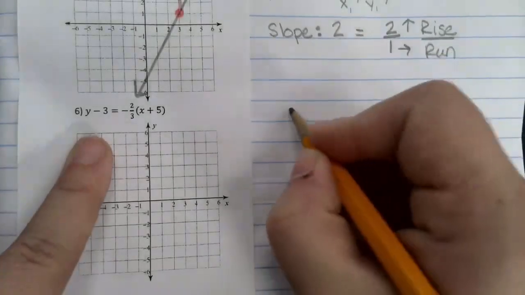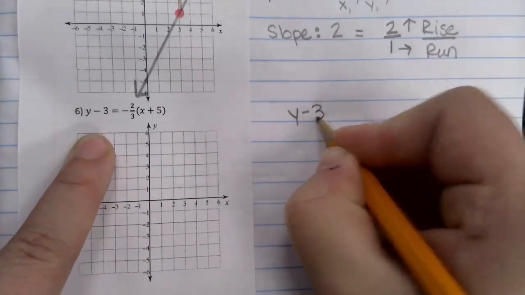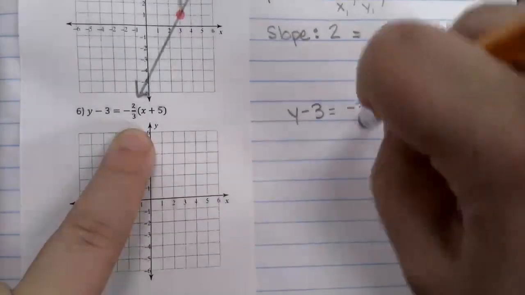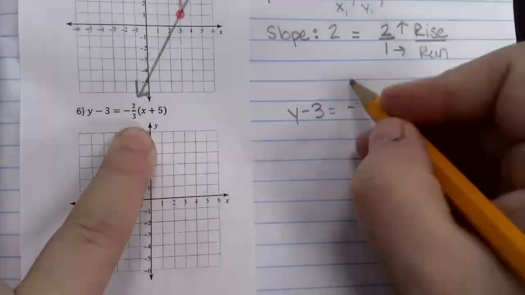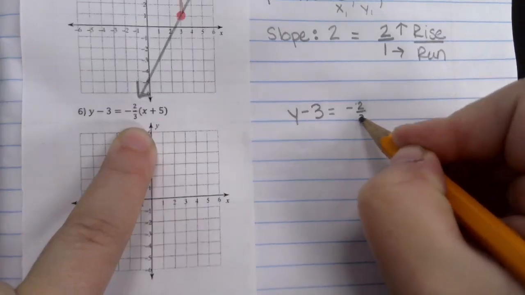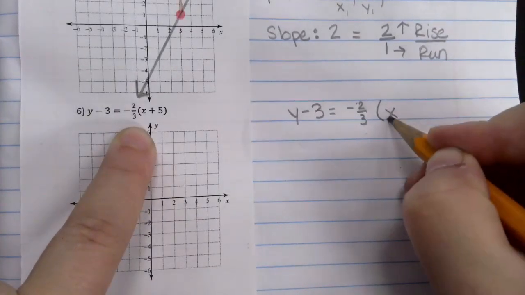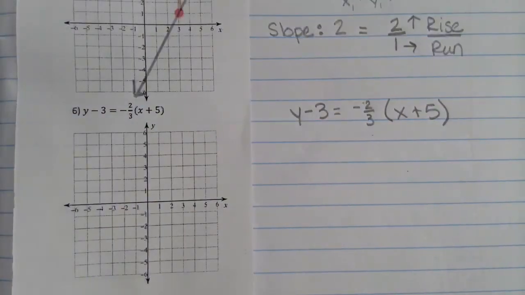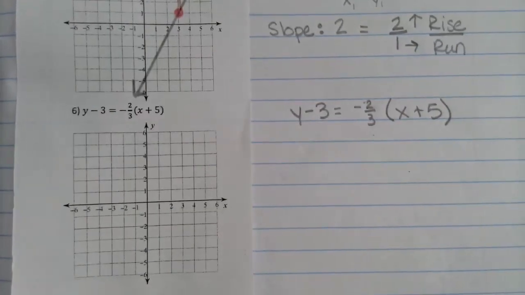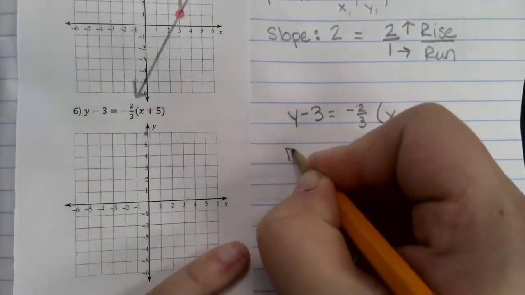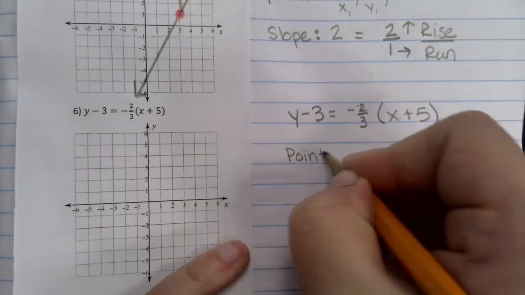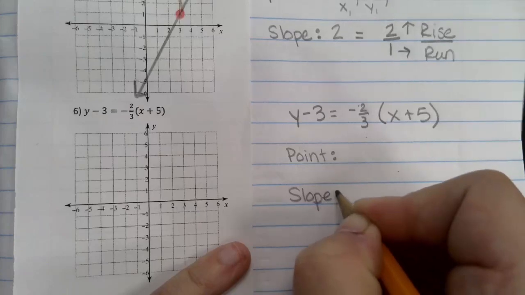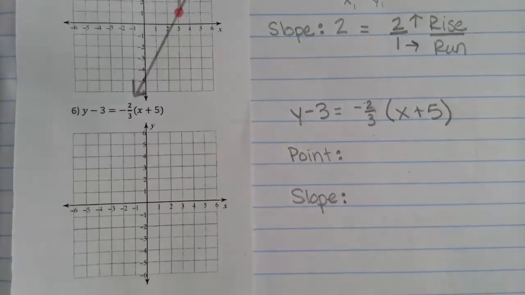We have y minus 3 equals negative 2/3 x plus 5. So we need to figure out what is the point that this tells us and what is the slope that it tells us, because it's called point slope form. Those are the two pieces of information it gives us.